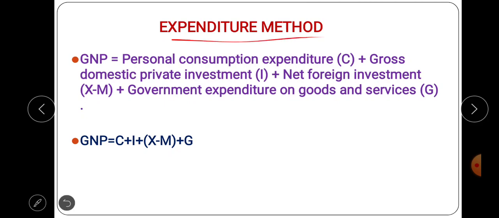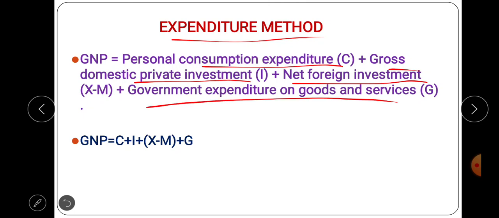Then the second method for the measurement of national income is the expenditure method. In the expenditure method, we take the sum total of the expenditure incurred on the goods and services during a period of 1 year. The expenditures include personal consumption expenditure, gross domestic private investment, net foreign investment, and the government expenditure on goods and services.